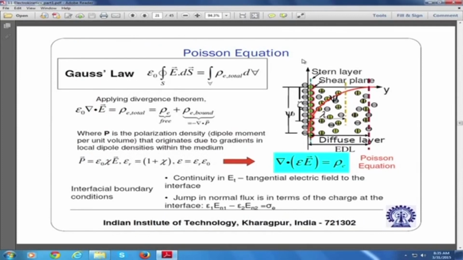Now, we have to understand one important thing. In the Boltzmann distribution we have related the number density of ions with the potential, but that does not solve the number density or the potential, because one is related to the other. You need another equation involving these two to close the system, and that other equation is fundamentally given by the Gauss law.